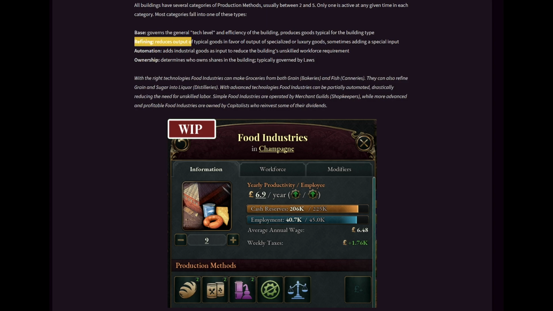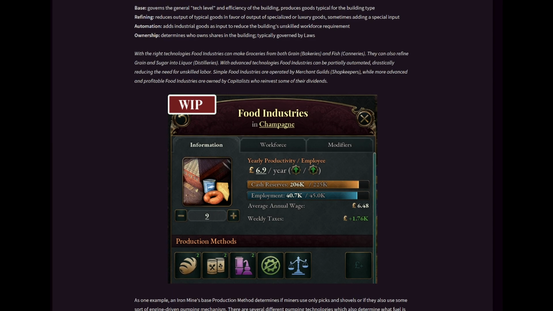Refining reduces output of typical goods in favor of output of specialized or luxury goods, sometimes adding a special input. You might have beer, you might have some whiskey added to it from some of the hops. Something different coming out of there, more refined, more specialized, more expensive. But the other output of goods will be reduced.